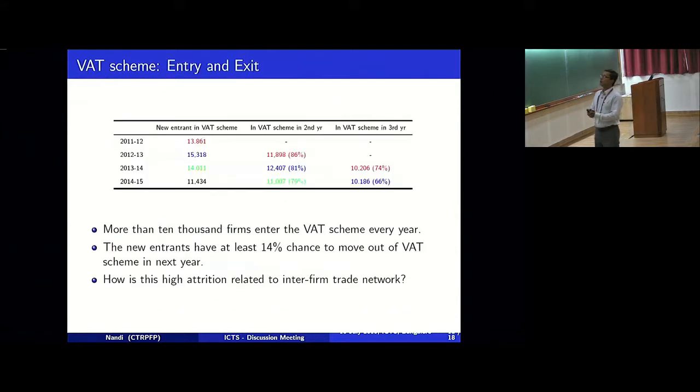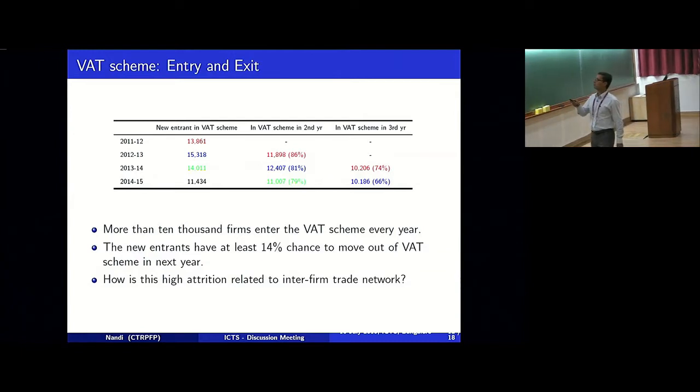Second thing we do is another interesting thing that we observe: every year, around 14,000 new firms enter into the tax scheme, and 14% of them disappear in the next period. So it's a very interesting turnover, entry-exit thing, and this continues in the second year. It becomes 74%. Almost 4,000 have disappeared in 2 years.